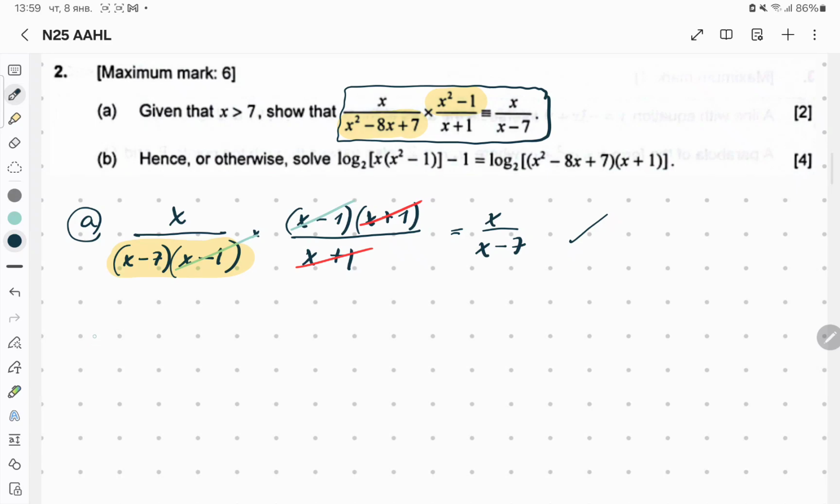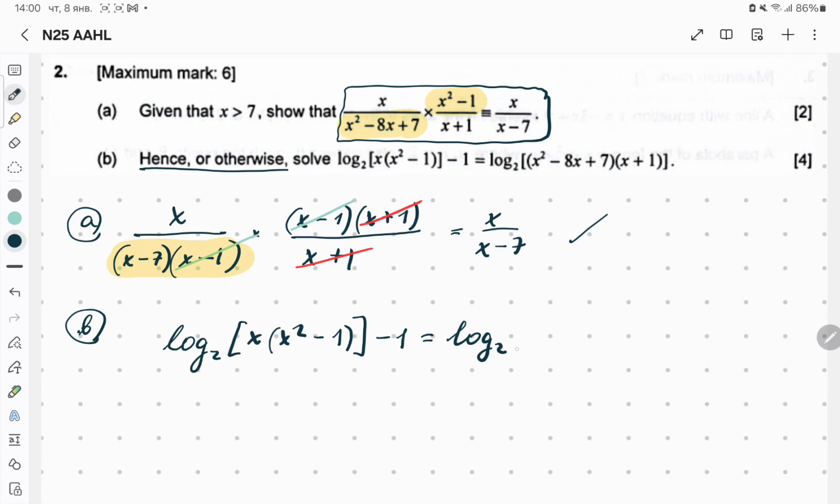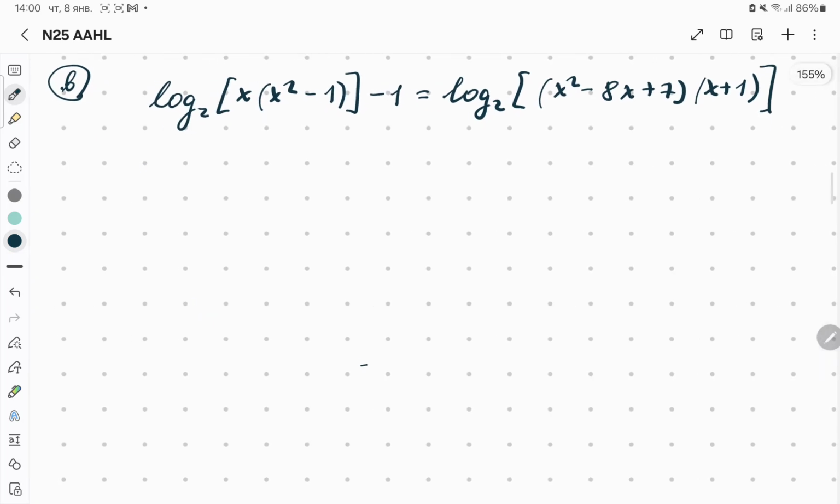And part B. In part B it says hence or otherwise. It means using part A or somehow else. First, I'm going to copy this, because this logarithm looks quite challenging, to be honest. So let's make it easier. Let's use my hand to write and my brain to simplify at the same time. Plus 7x plus 1. Okay, finished. Now the question is: how to solve this?